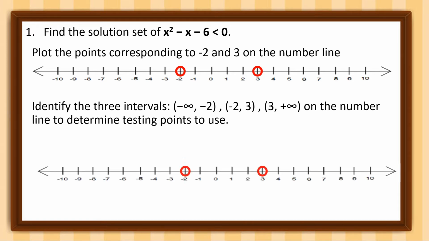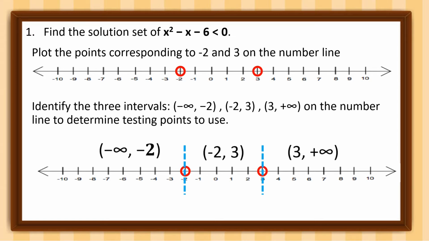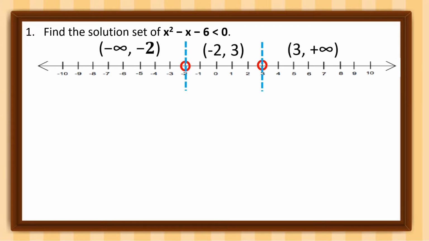The first interval is from negative infinity to negative 2, and negative 2 is not included. The second interval is negative 2 to 3, and negative 2 and 3 are not included. And the third interval is from 3 up to positive infinity, and 3 is not included. Since we know the intervals, let us now get some testing points in those intervals.